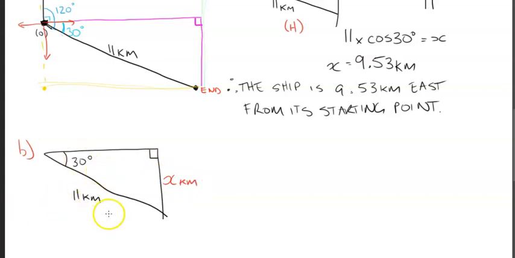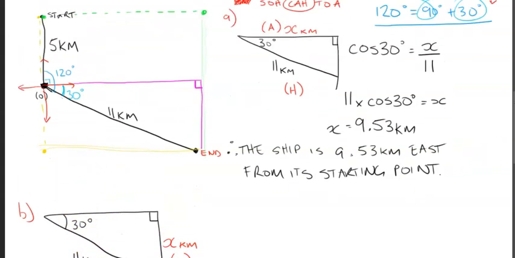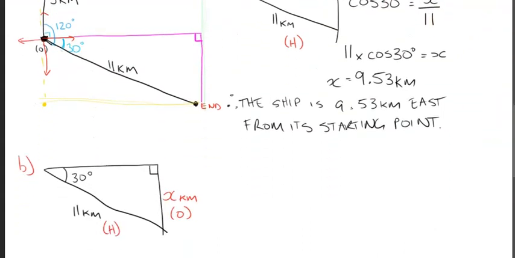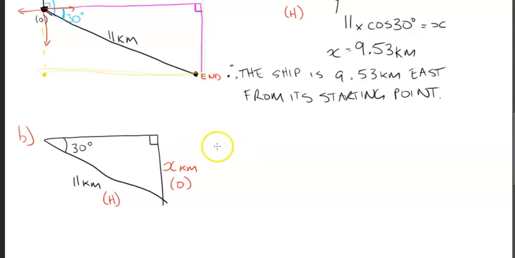So we've got our hypotenuse, again, opposite the 90 degrees. And we've got our O, which is opposite the angle of interest, or the angle that has been provided. The trigonometric identity that uses O and H is sine, and sine is equal to O over H. Or in other words, sine of the angle, which is 30 degrees, is equal to O, which is X, over H, which is 11.